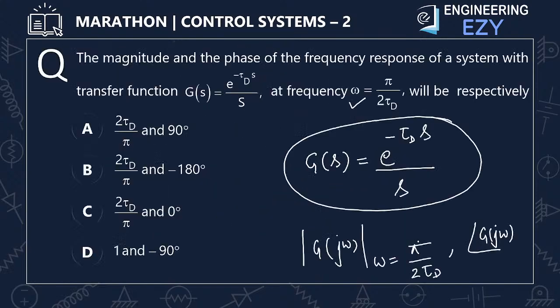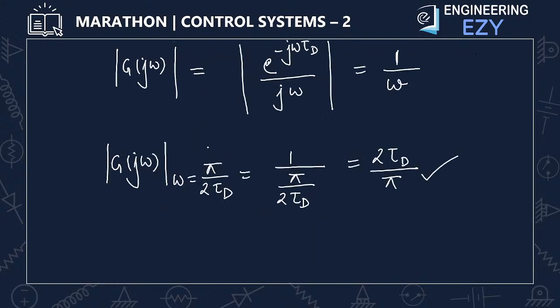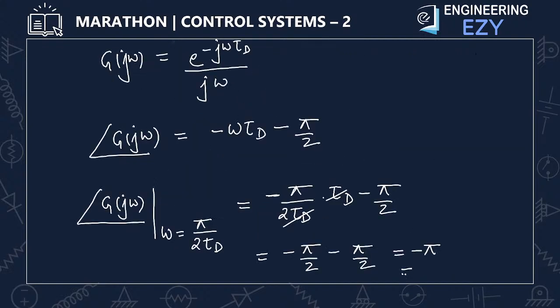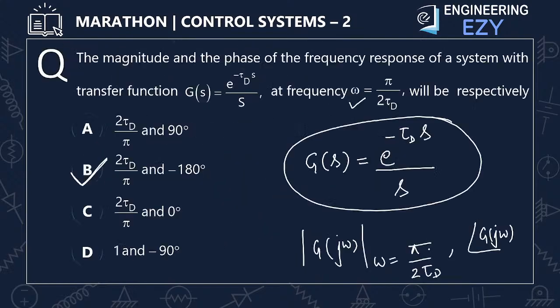So the correct answer of this question is 2 tau d upon pi as the magnitude and minus 180 degree as the angle, because the angle is not given in radian, it is given in degree. So the correct answer is B. B is the correct answer: 2 tau d upon pi and angle is minus 180. Because it is minus pi radian, and minus pi radian in degree can be written as minus 180 degree. Option B is the correct answer because the magnitudes are matching, so we have to calculate the phase angle as well.